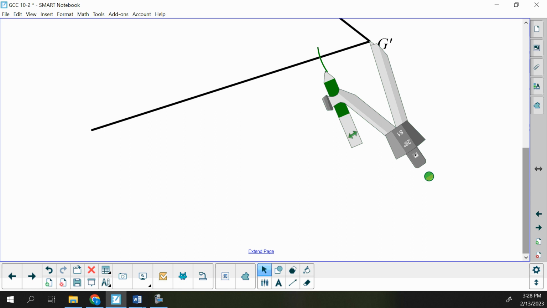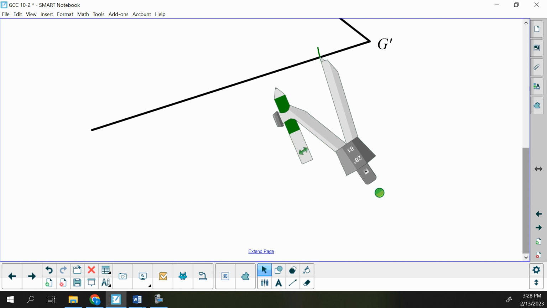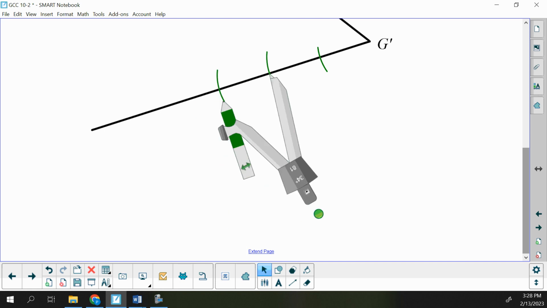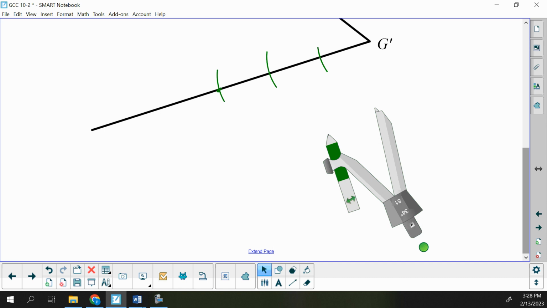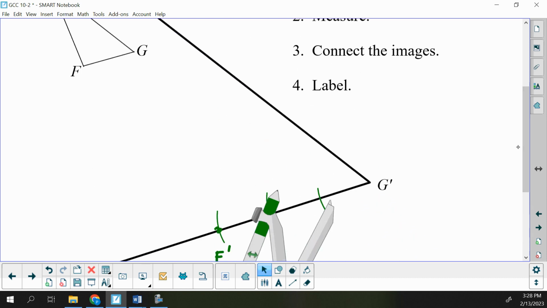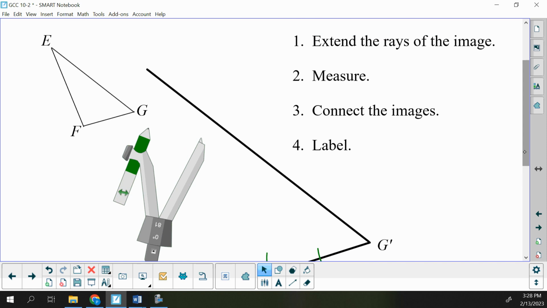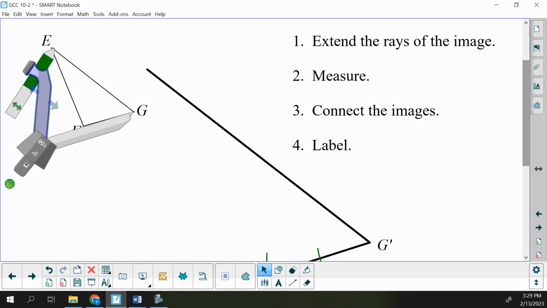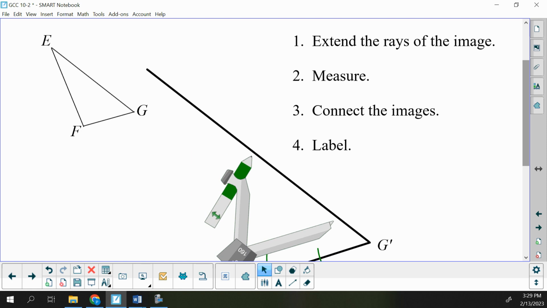So point on G prime, there's arc 1. Put my point on the arc, make another arc, there's arc 2. Put my point on the arc, make another arc, there's arc 3. So this third arc, that's going to be F prime. So we'll do the same thing to find our third point, E. So put your point on G, open your compass up, so pencil's on E. And we're going to do 3 markings.